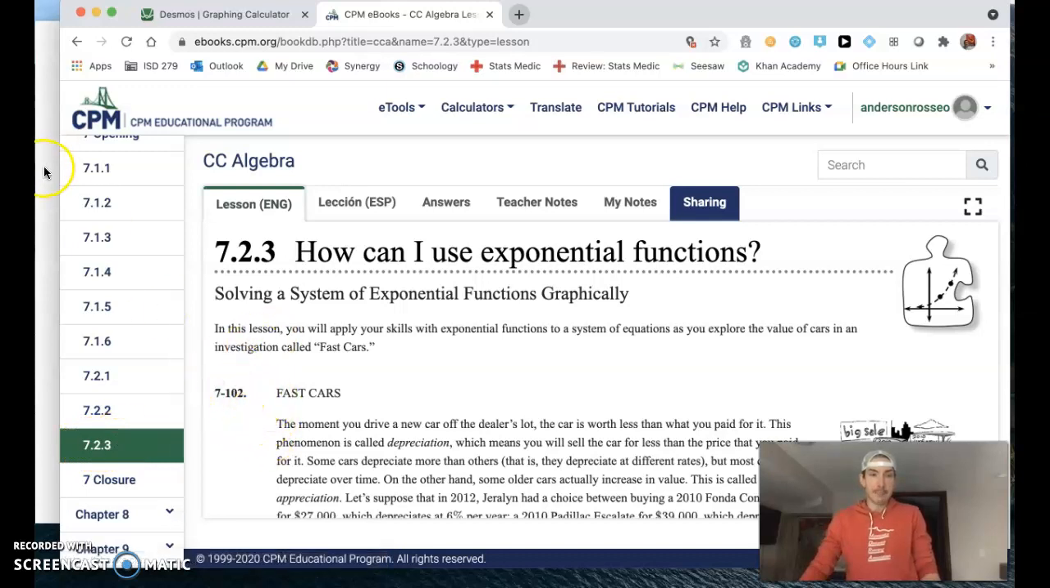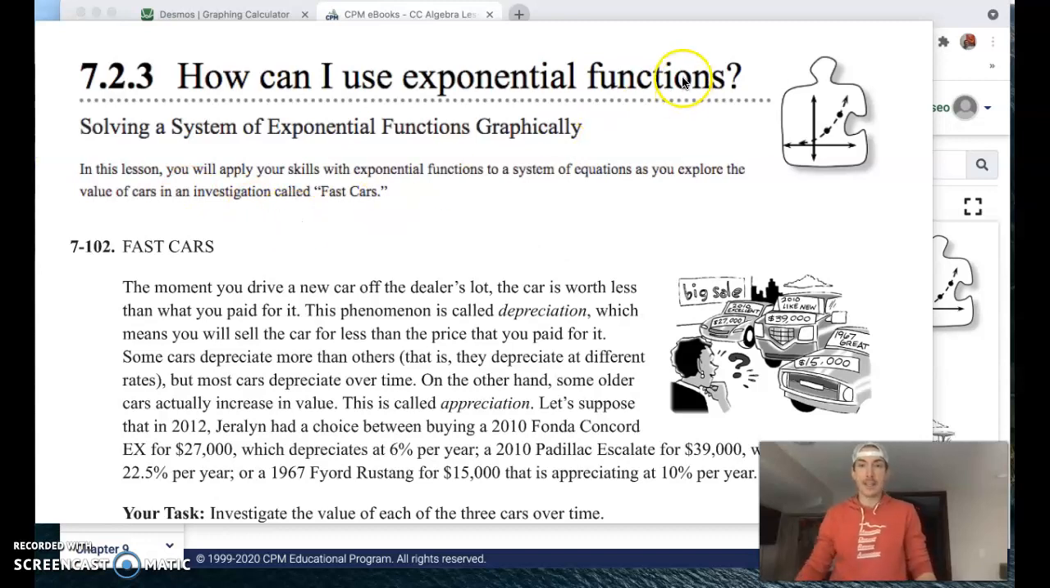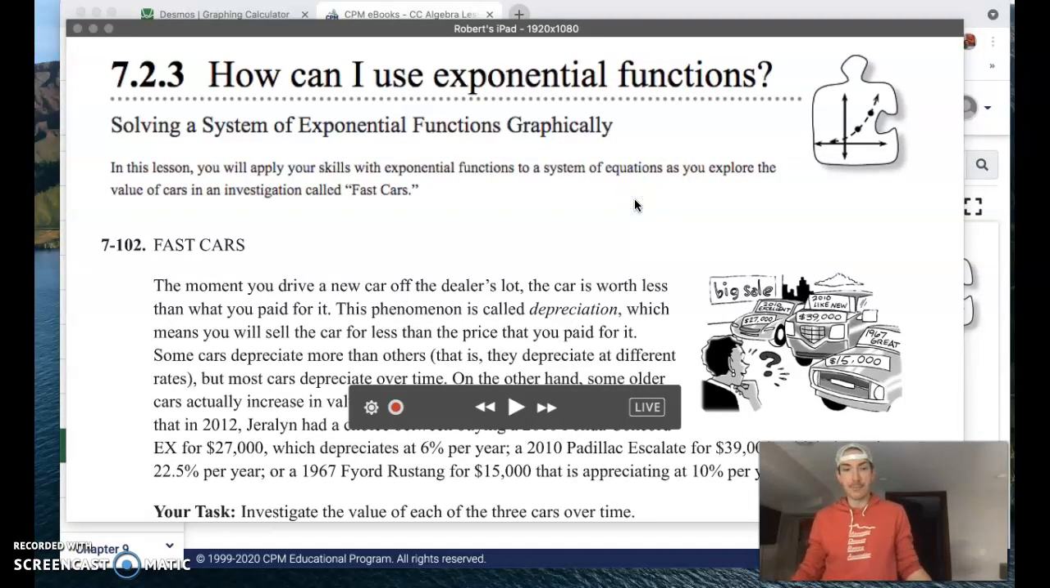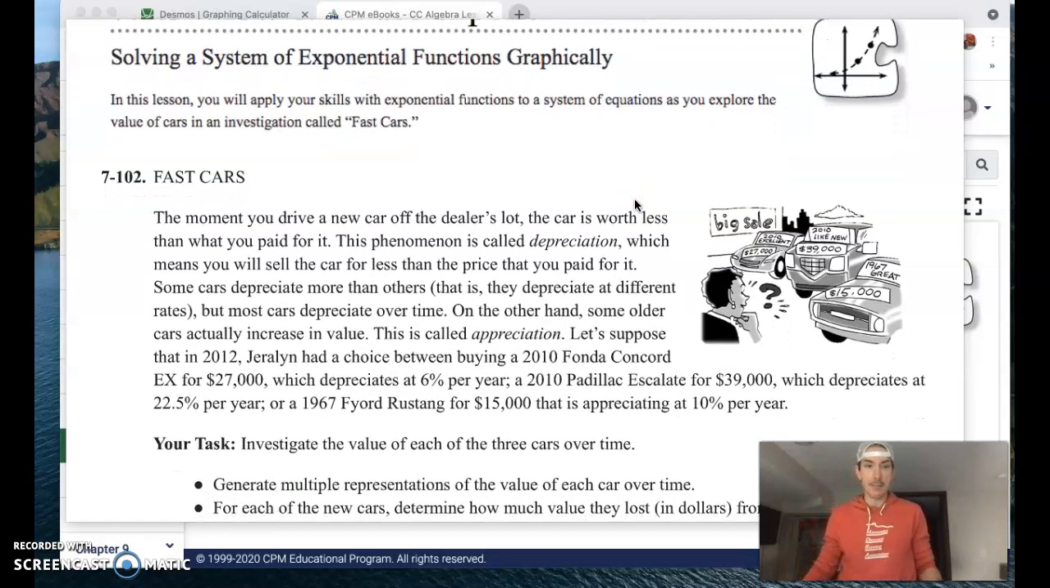I've got our notes set up, and our notes look like this, and I'm just going to take a second to read the problem, make sure I understand it here. It says the moment you drive a new car off the dealer's lot, the car is worth less than what you paid for it. This phenomenon is called depreciation. Just means the value goes down. Which means you sell the car for less than the price you paid for it. Some cars depreciate more than others. That is, they depreciate at different rates. But most cars depreciate over time.